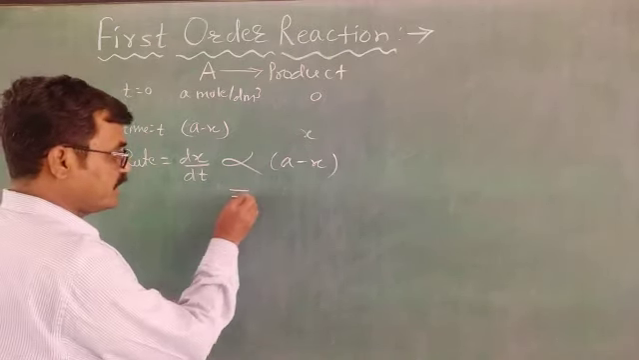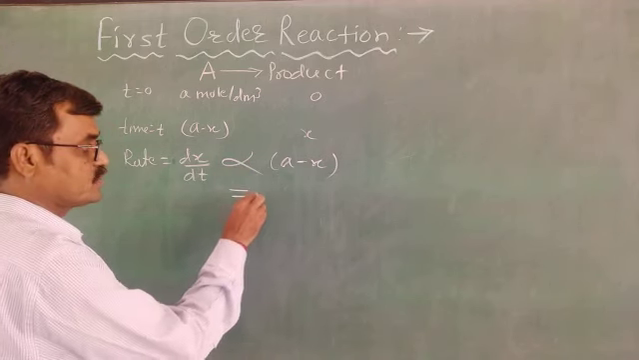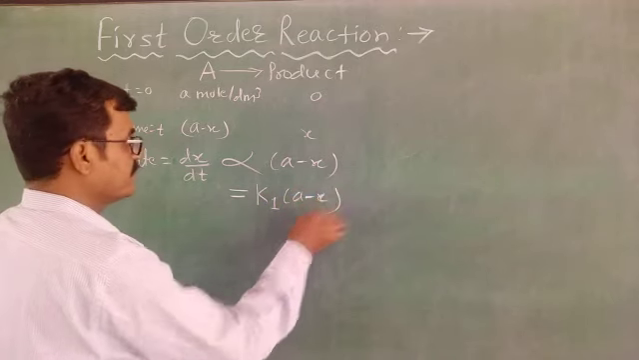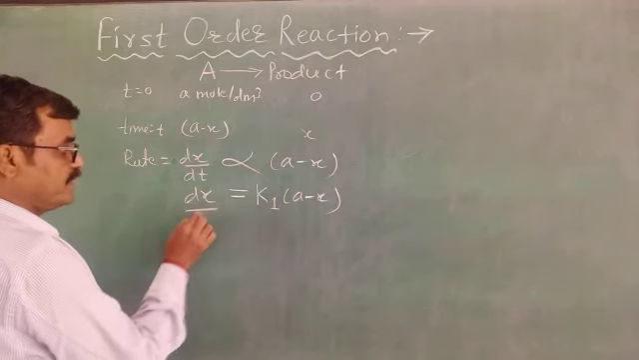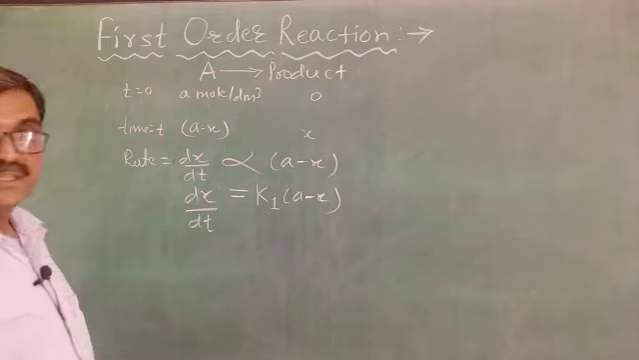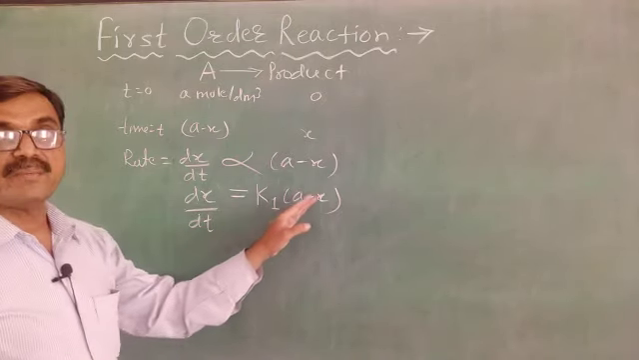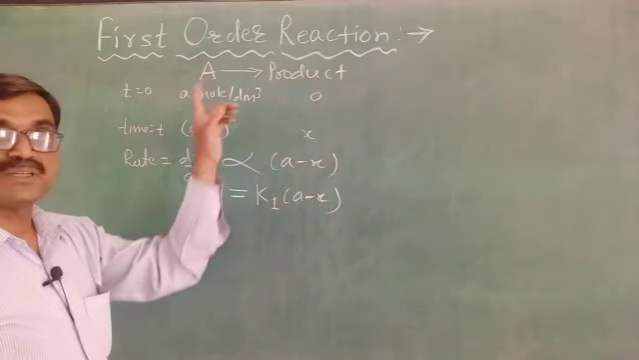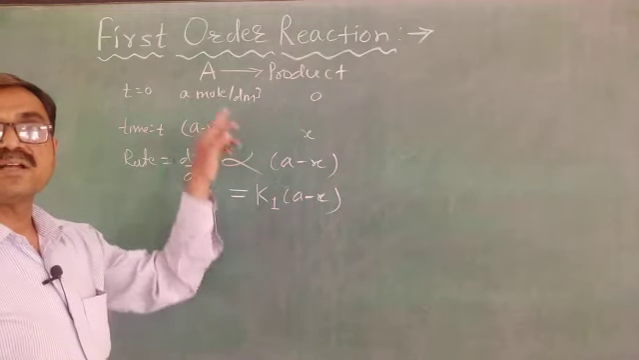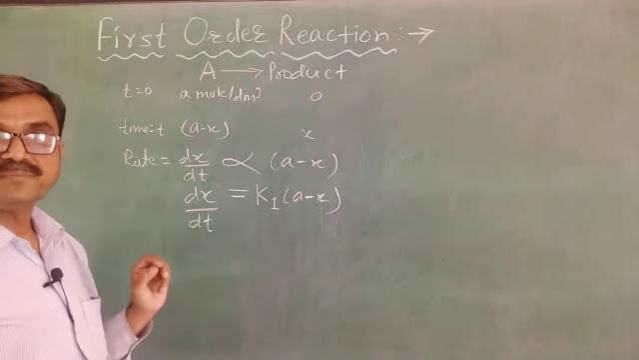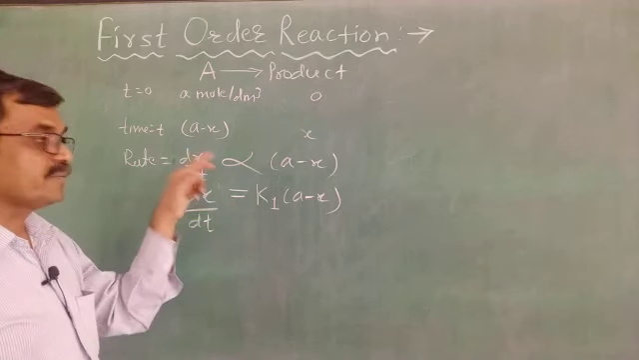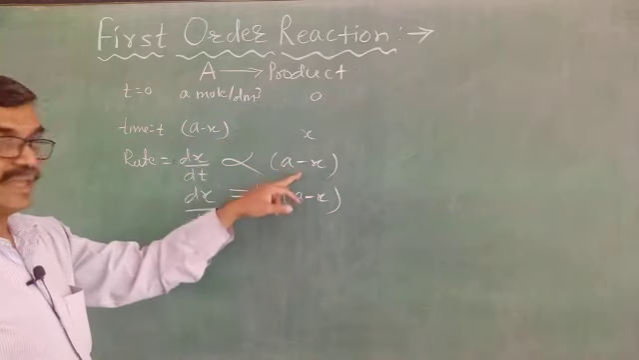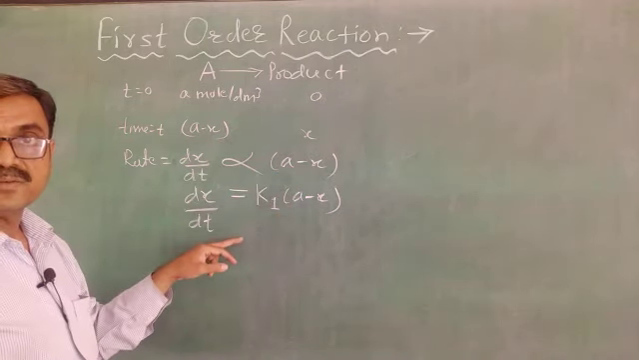Now further solve it. The proportionality sign becomes equals to some constant, let it be k1, into a minus x. This is the rate equation. Now dx by dt is equal to k1 into a minus x, where k1 is the rate constant of this first order reaction, and a minus x is the concentration of the reactant at time t. Since it is first order, the rate of reaction is directly proportional to the concentration of the single reactant. That's why we have this.